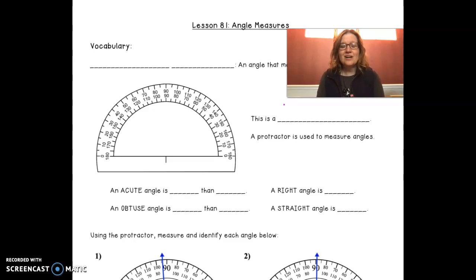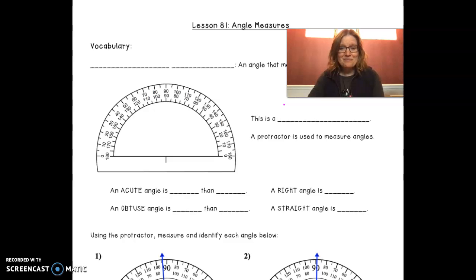Hi, today we are talking lesson 81, which is about angle measures. And once you've had all this, you will not see angles the same. So we need to begin with some vocabulary.